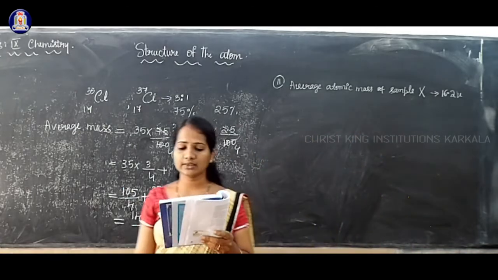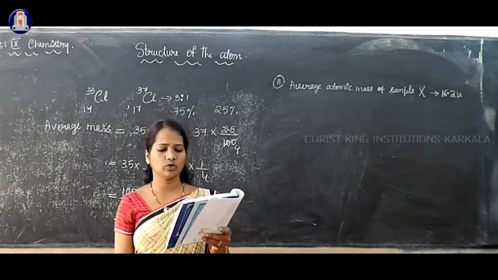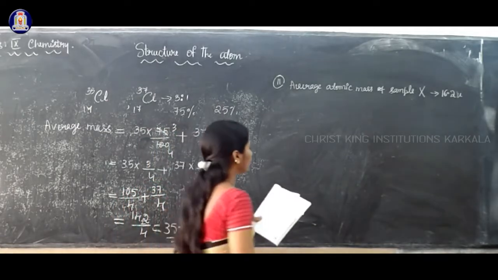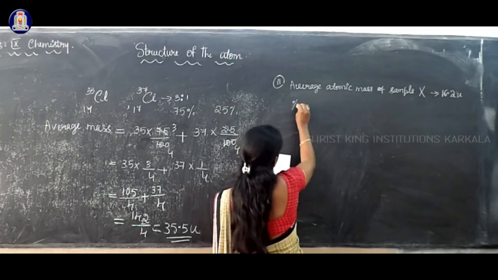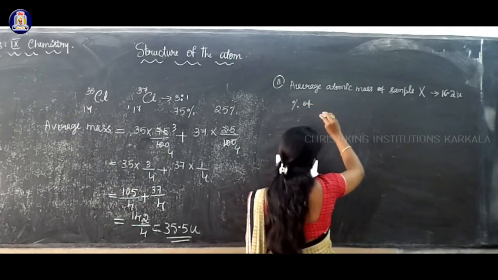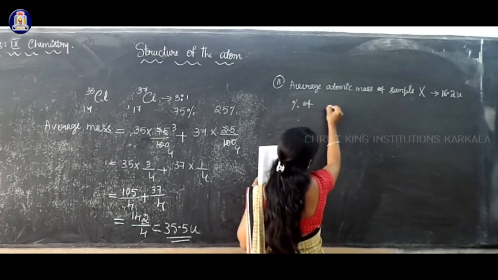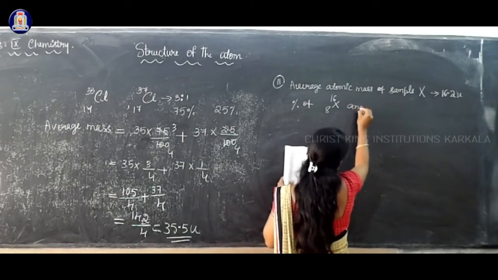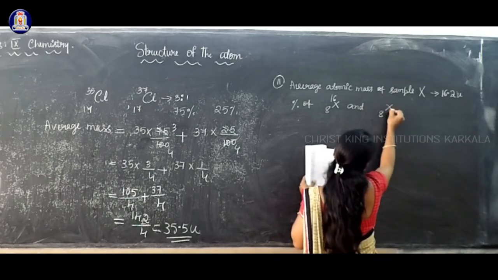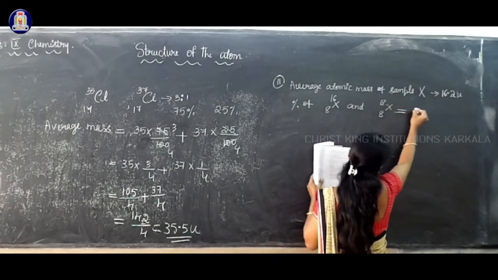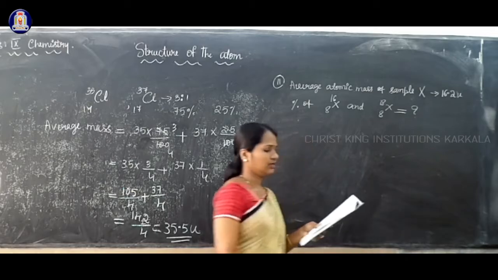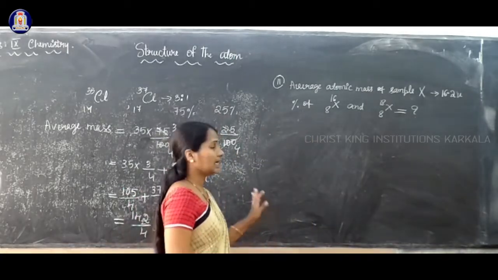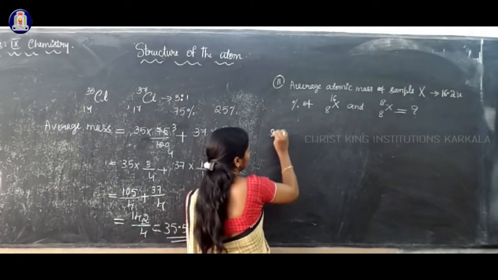What are the percentages? There are two isotopes, 8X16 and 8X18. We are going to calculate the percentage of isotopes, the percentage of 8X16 and 8X18. How much percentage they are present in nature, that we have to calculate. So, for this purpose, first I take, let the solution.